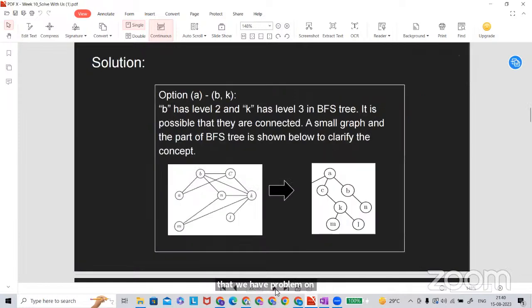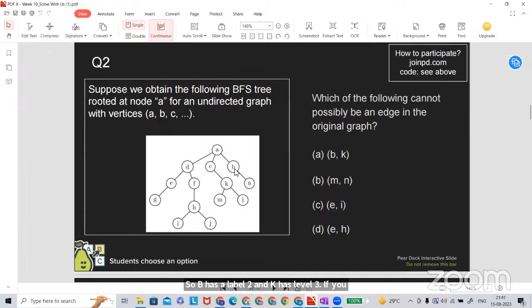The solution is option A. In option A, it says B and K have an edge. B has label 2 and K has label 3. In BFS the process is that from A I can see D, I can see B. So the answer is which cannot be an edge. E and I, no?